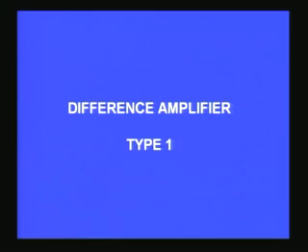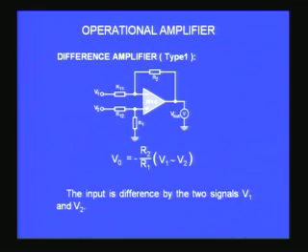Before we do that, I showed you one type of difference amplifier in the previous lecture. So the type 1 is what I have shown on the screen now. You have already seen this. It has two inputs V1 and V2. You have R11 and R2, R12 and R1 as the resistors connected in the circuit. The output voltmeter measures the output voltage.